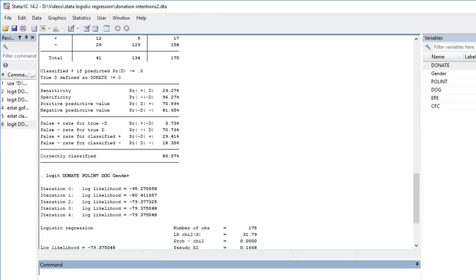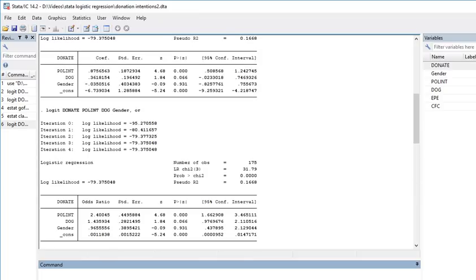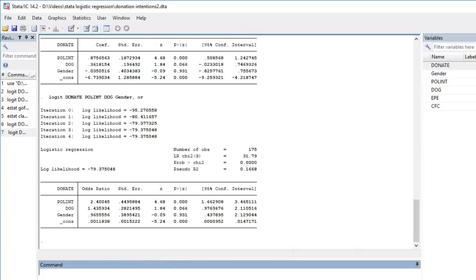If you wanted the odds ratios, it just involves a modification of this part of the statement right here with a comma and an OR. So I'll just paste that down here, and you can see that's it right there. So there are the odds ratios.